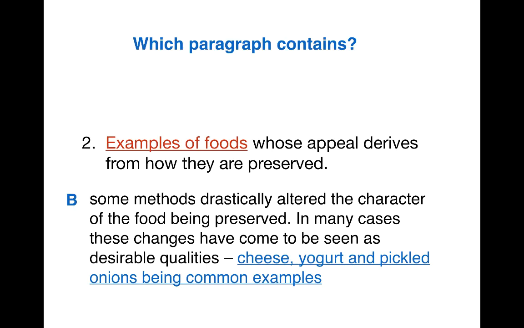And then other keywords in this answer. Appeal is seen as desirable. That's quite tricky vocabulary. If you didn't know those words, it would be difficult to be sure about the answer. The appeal of something means why it's attractive, and desirable means something similar, attractive qualities. Another keyword or keywords in there, how they are preserved, methods drastically altered the character of the food being preserved. This is saying that these foods are changed by the way they're preserved, but this has become an attractive quality.